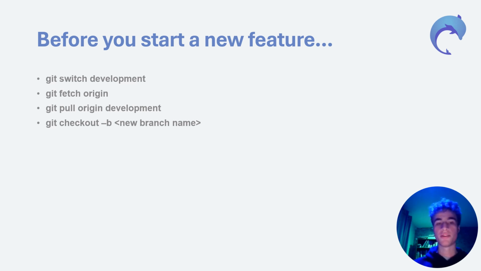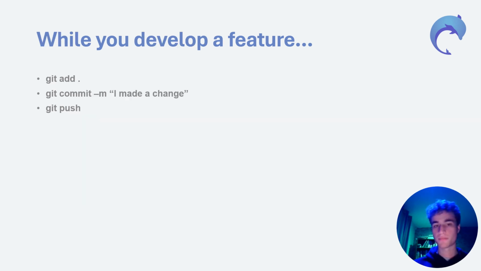And once you do git pull, you need to create your own new branch. So you do git checkout -b and the new branch name. So you're creating your feature branch from the development branch. Then while you develop a feature, you should be committing and pushing your changes regularly. The reason is that if your computer breaks or there's some issue, you need to make sure that your code is saved on the server. If it's not on the server, it's basically not saved.